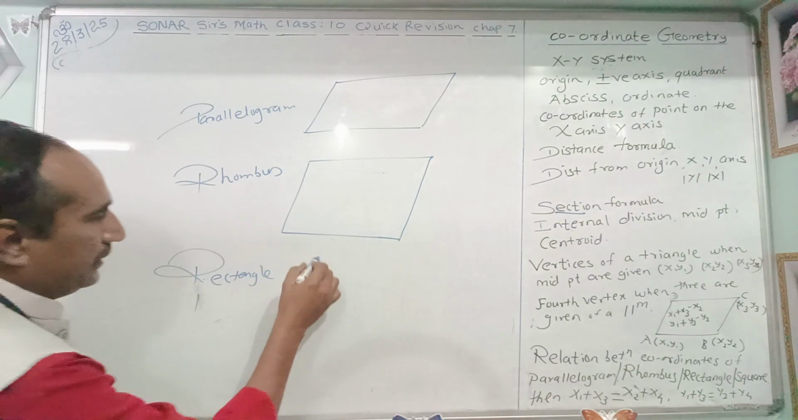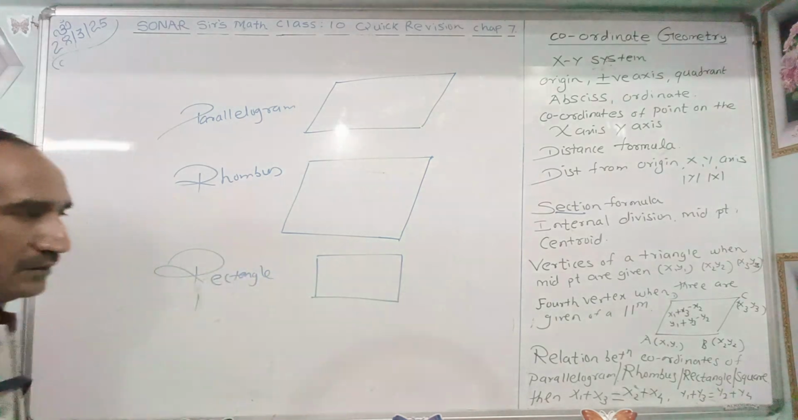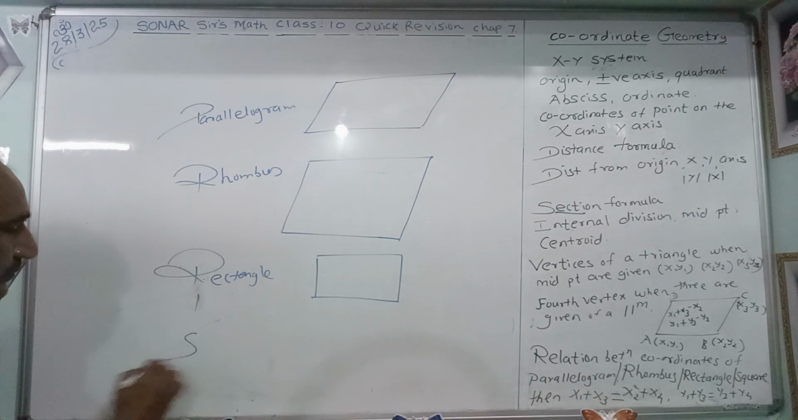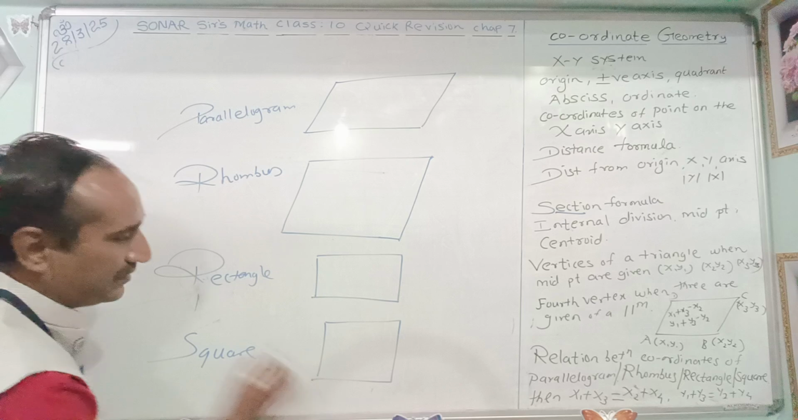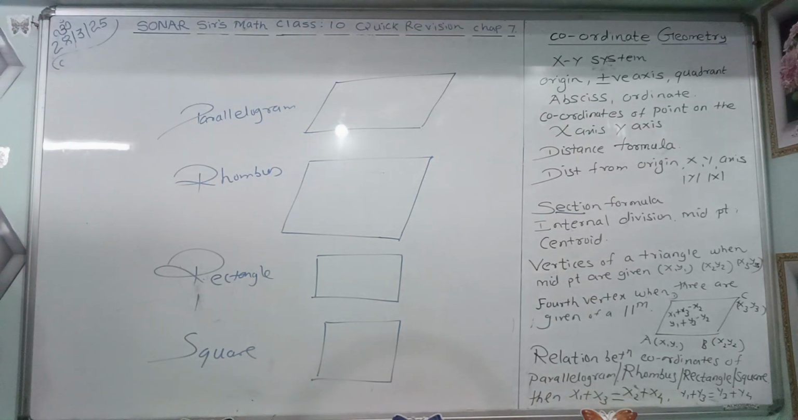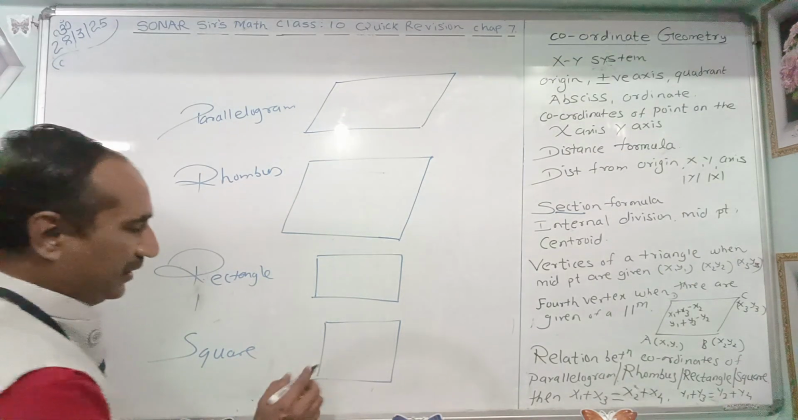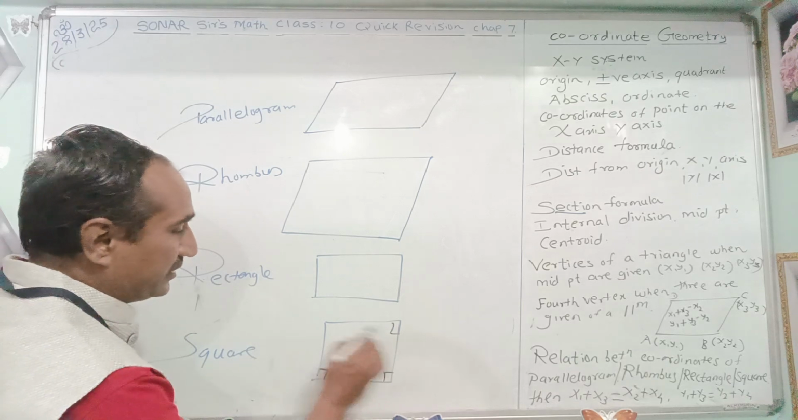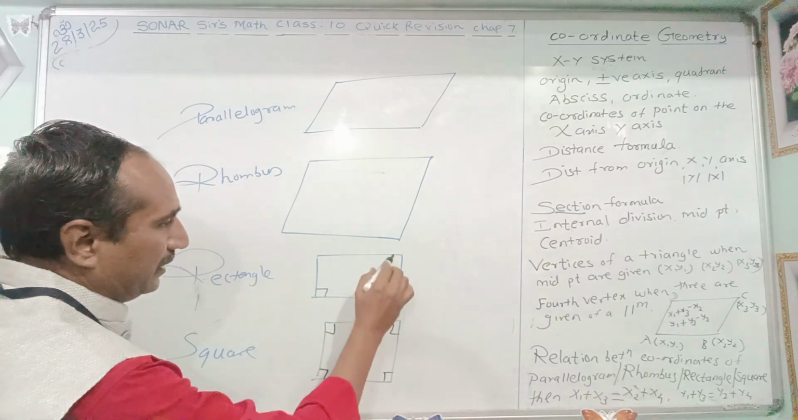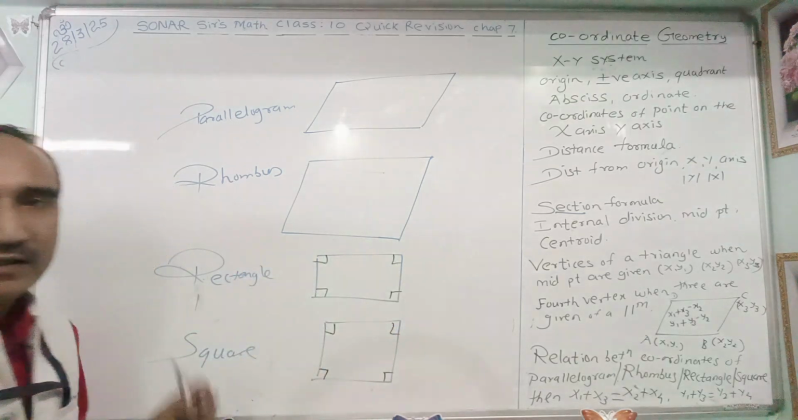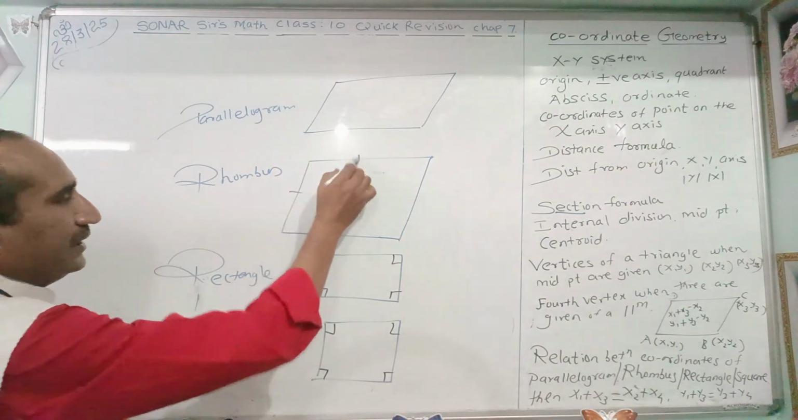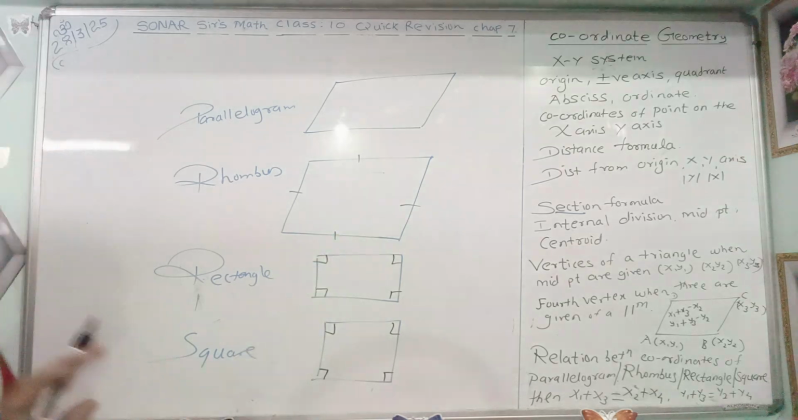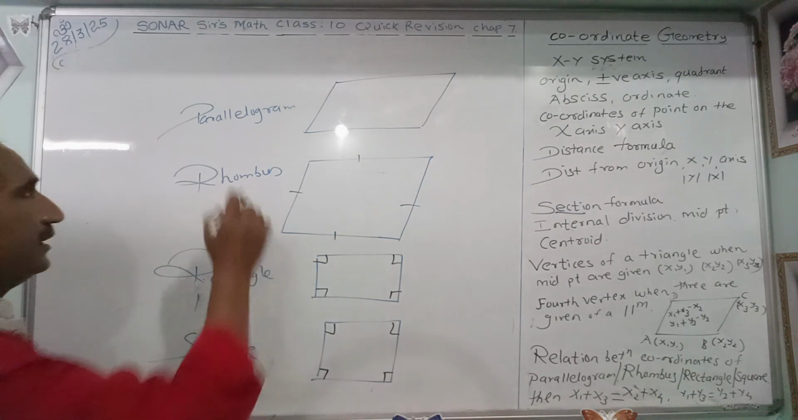Then we'll go for the rectangle. Then it is a square. So in the reverse direction we draw these diagrams. This is a square. You can see all sides are equal and each angle is 90 degrees. In a rhombus, all the sides are equal, but each angle is not 90 degrees.